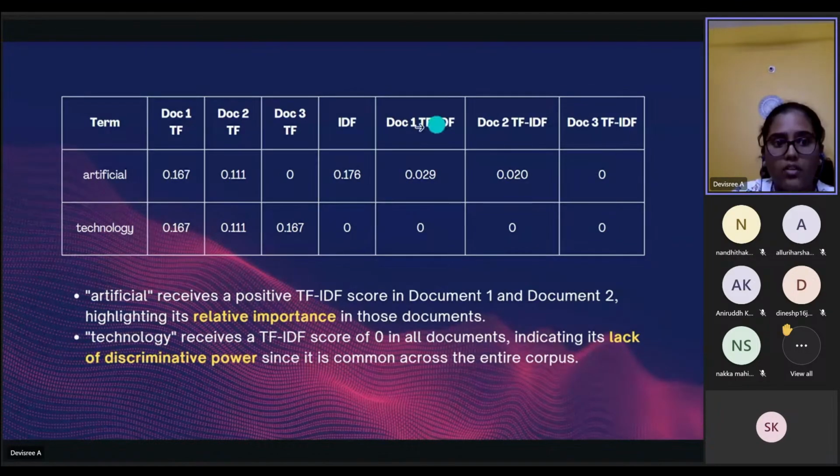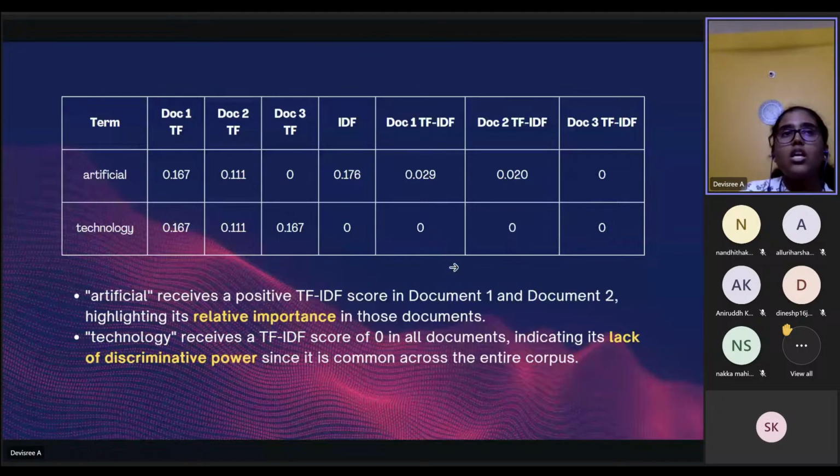That means artificial has relative importance in documents 1 and 2, but not in 3. Whereas technology receives a TF-IDF score of 0 in all the documents, which means that technology is a topic common to all the documents, and it lacks discriminative power. That means the word technology cannot be used to distinguish any of these documents.